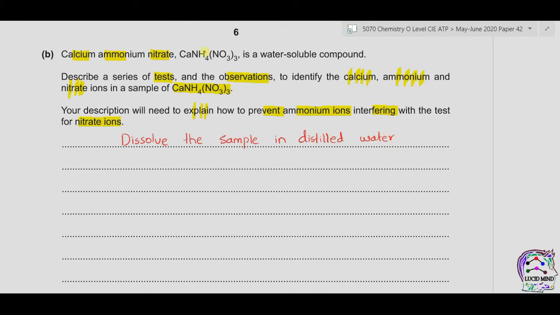Now when dissolved in water, we have calcium plus 2, ammonium plus, and nitrate ions present. First we have to find out the tests for calcium plus 2.